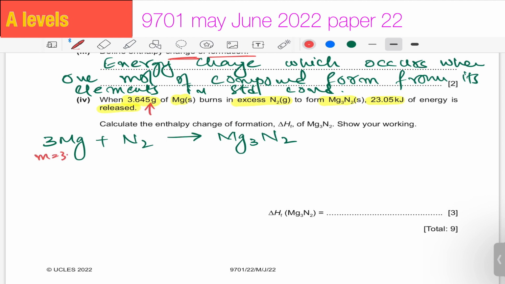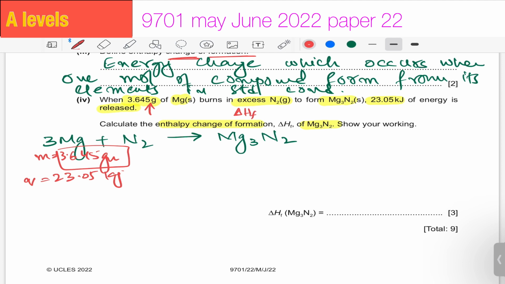So I have 3.645 grams of magnesium, and it reacts with excess nitrogen, and the heat energy released is 23.05 kilojoules when 3.645 grams of magnesium reacts with excess nitrogen. Now the question is, calculate the enthalpy change of formation of magnesium nitride. All right, so that would be the energy change which occurs when 1 mole of magnesium nitride is formed. Right, so we have to calculate the enthalpy change of formation, delta Hf, when 1 mole of magnesium nitride is formed.